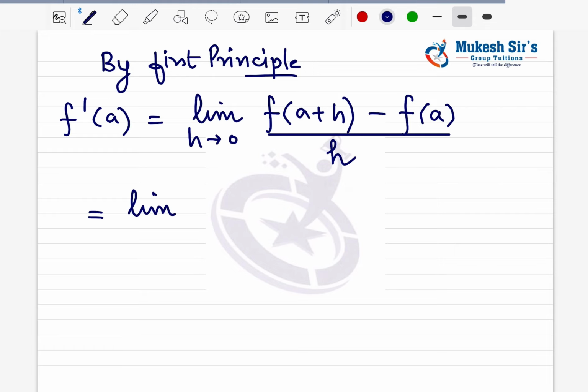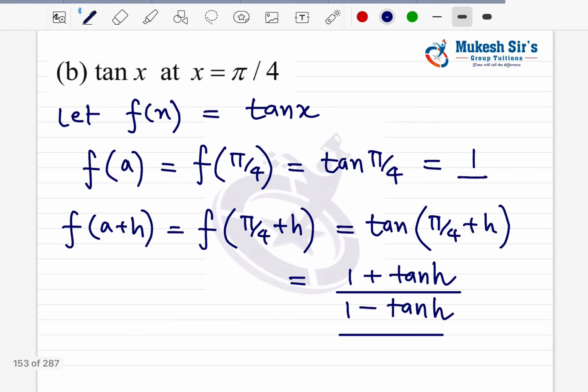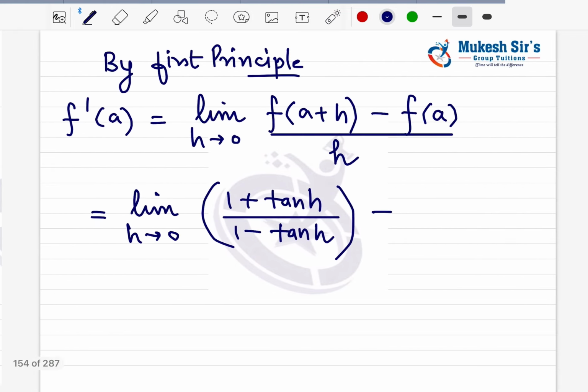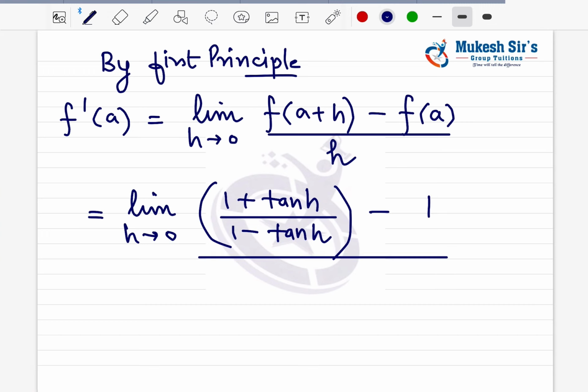So in this case the answer is limit h tends to 0, f of a plus h. What is the value of f of a plus h? 1 plus tan h upon 1 minus tan h, minus f of a. f of a is 1, the whole divided by h. Here the denominator is not given for this 1, so you have 1 here, right? The denominators are not the same, so you have to cross multiply to make the denominator the same. So when you cross multiply, this becomes limit h tends to 0.